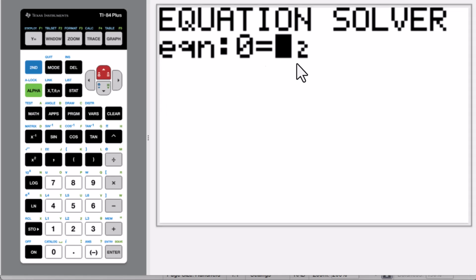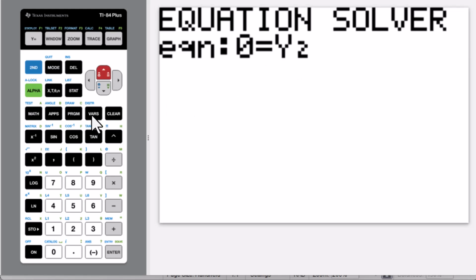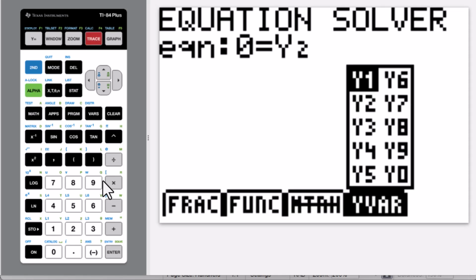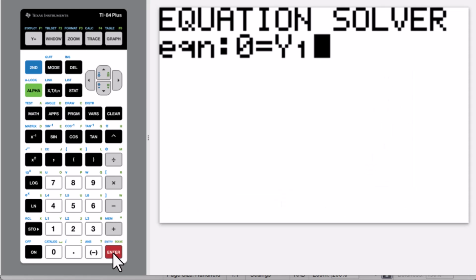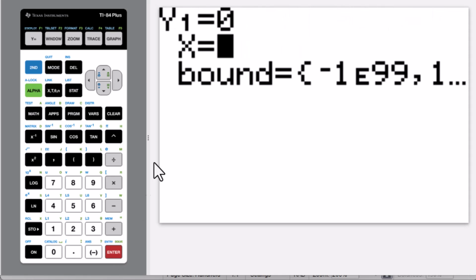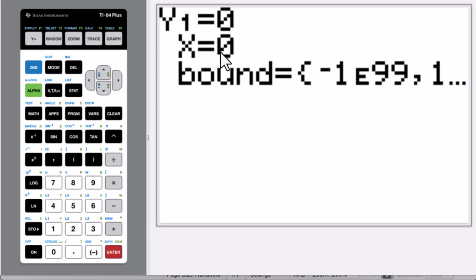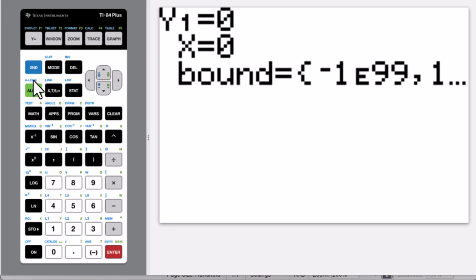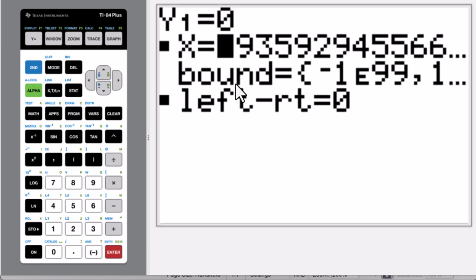Up. Change this into y1. Alpha trace y1. Then enter. Make this estimated value between 0 and pi over 2. Let's use pi divided by 4. Then alpha, enter. We got this angle.